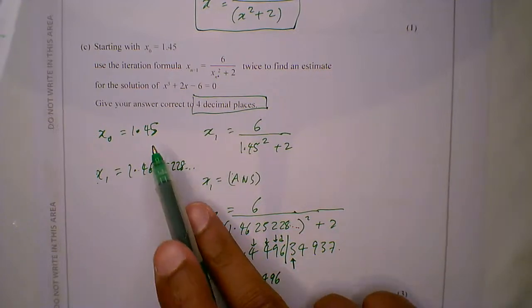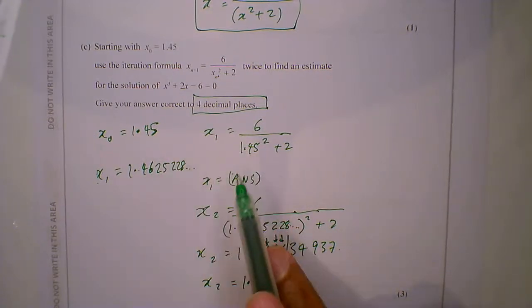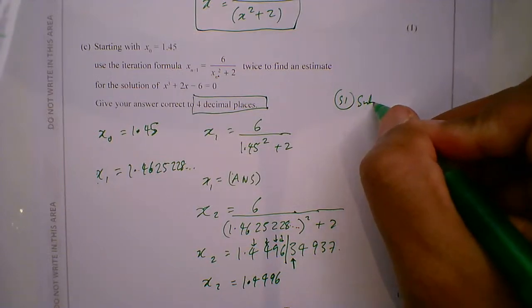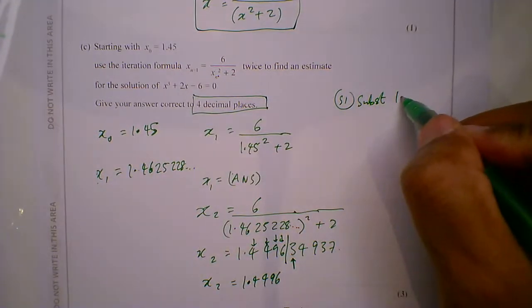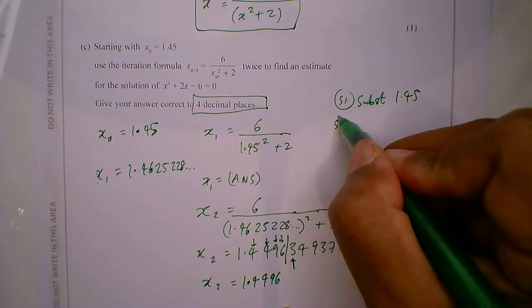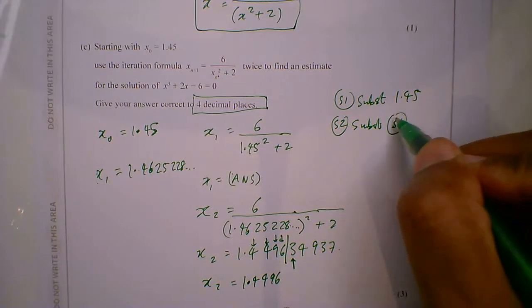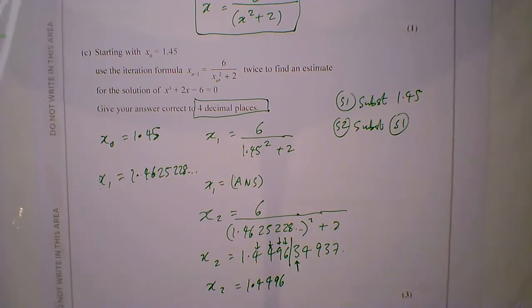So I substitute these in. I didn't do my steps actually. Step 1, substitute 1.45. Step 2 would have been substitute x1 into this. All right, I need to write my steps. I got carried away there. I hope that's clear for you.